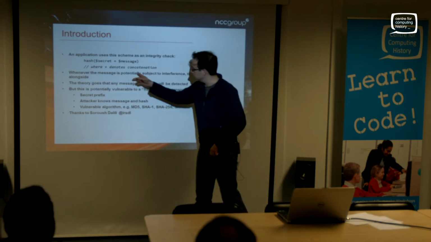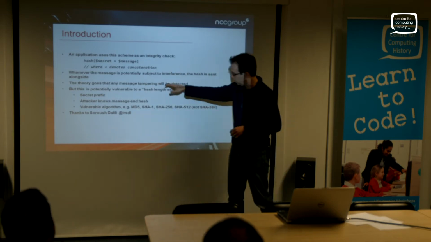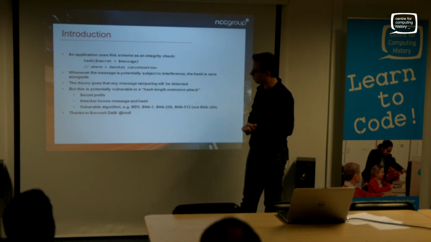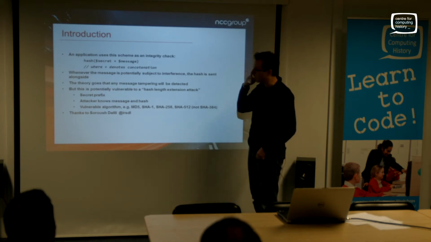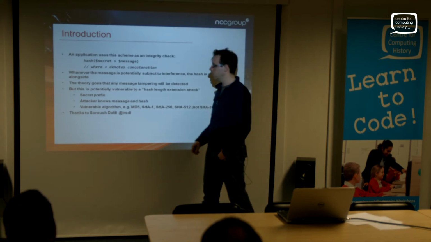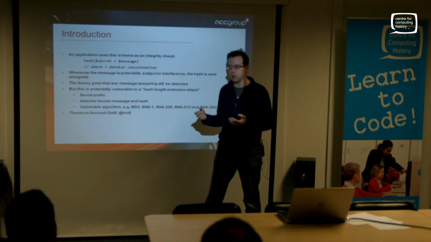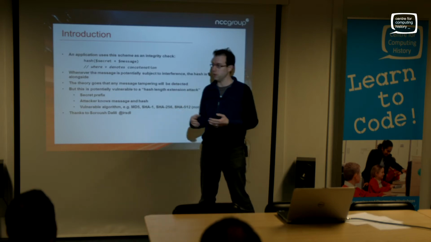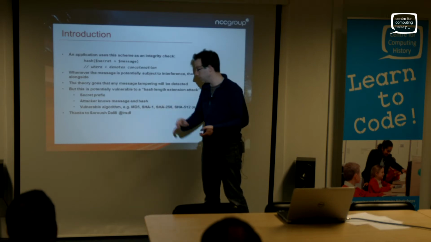So as I said, whenever the message is potentially subject to interference, the hash is sent alongside, and that helps to protect it. Any message tampering will be detected. But this is actually potentially vulnerable to what is called a hash length extension attack. Some characteristics of this are that the secret is a prefix, and the attacker knows the message and the hash, which is quite typical in these scenarios, because you've got the message coming in full view of the user accompanied by a hash. So that particular restriction isn't normally a problem.